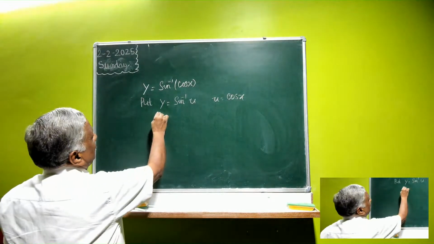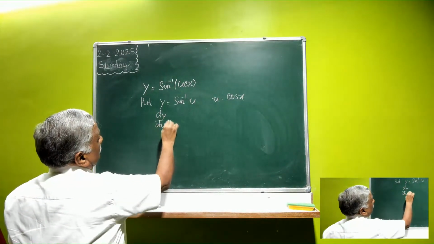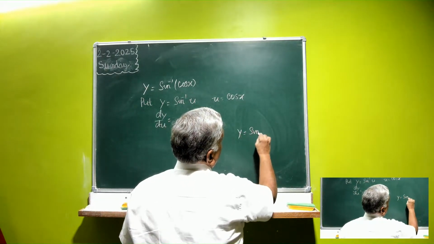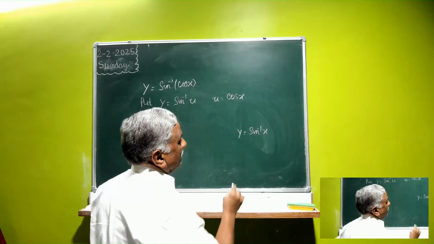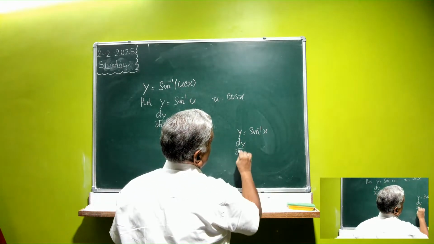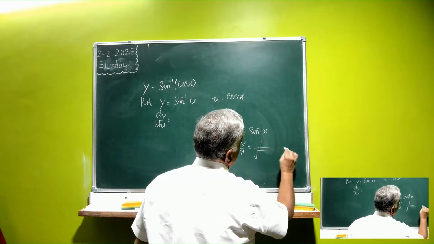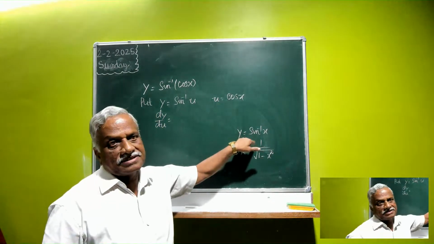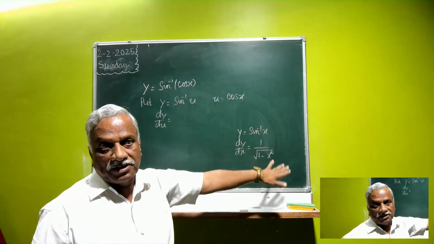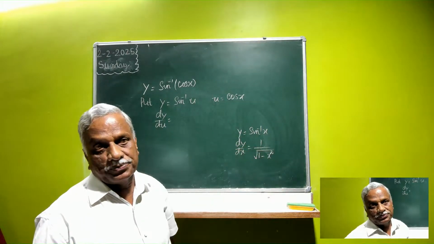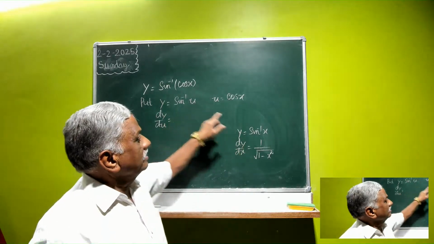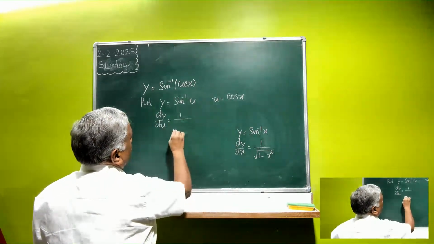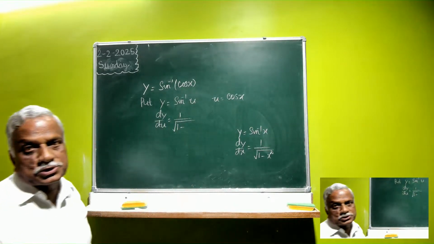So first find dy by du. You know that when y is sine inverse x, you can refer to the list of formulas. dy by dx is 1 over root of 1 minus x square, which we have listed already. So what is the difference here? Instead of x, you have got u. So you can write this as 1 over root of 1 minus u square.